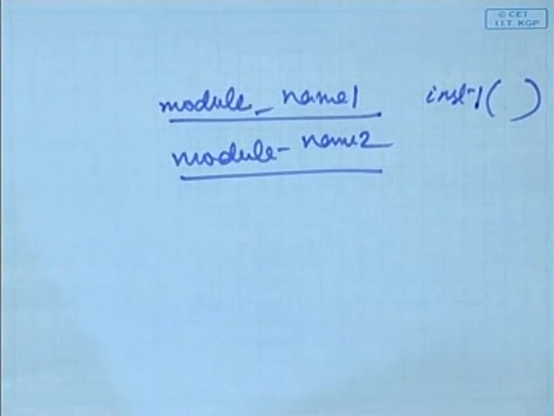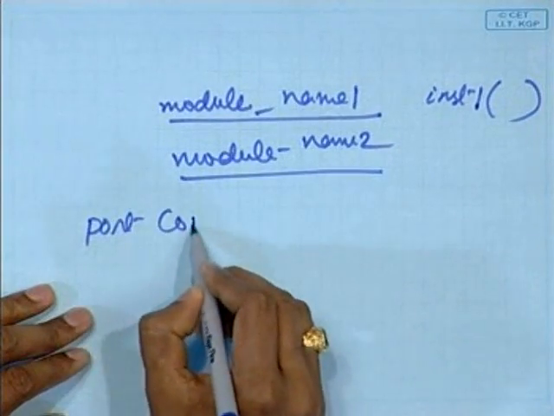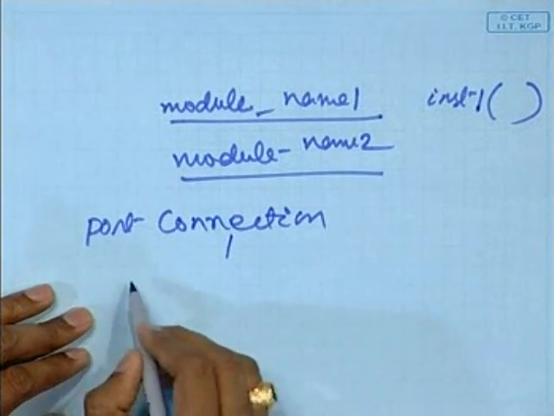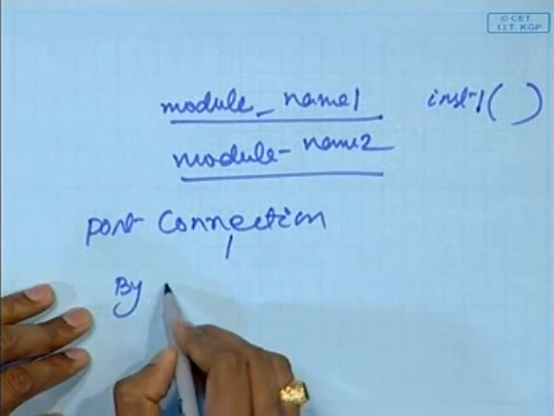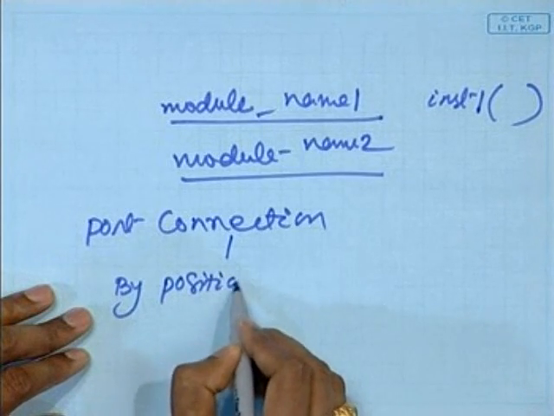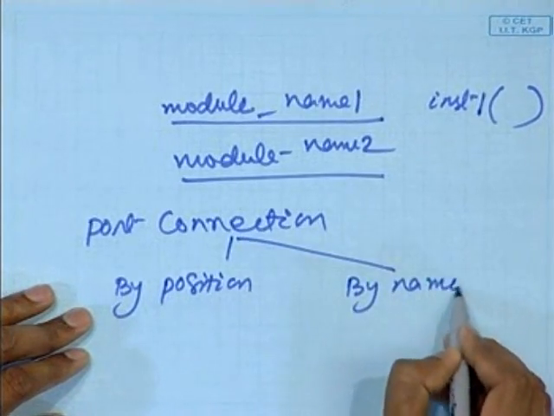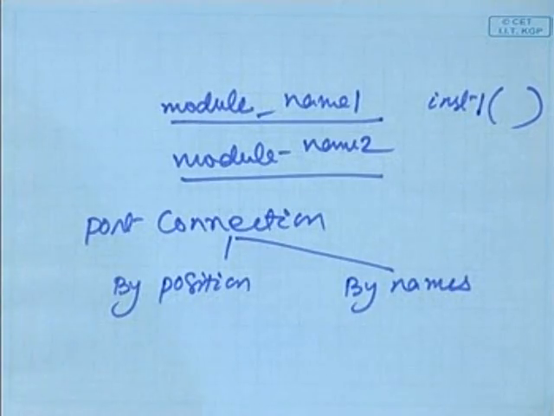So you have to do the port connections. Basically the port connection is of two types: one is by position and another is by names. When you are connecting the ports, what is the technique used by the Verilog language? We have two techniques. One is by position or ordering.